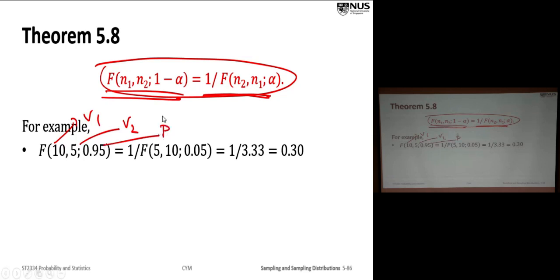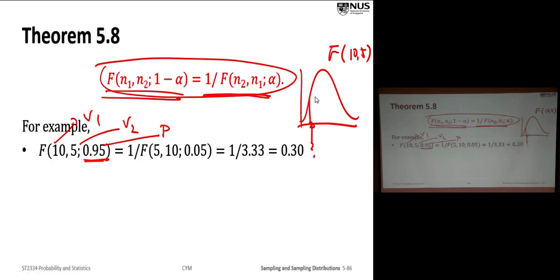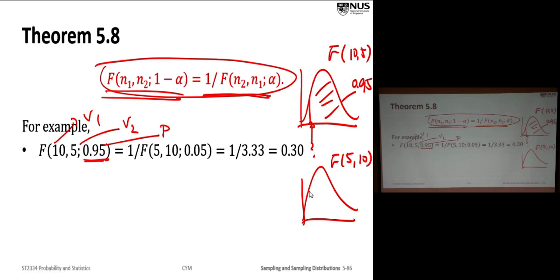This is the P. That means I look for a value such that the chance greater than that number is 95%. So what I'm looking for is an F distribution with 10 and 5 degrees of freedom, such that the probability greater than this value is 95%. What's this value? I can look for an F distribution, but with 5 and 10 degrees of freedom, and I look for this value, such that the probability greater than it is 5%.